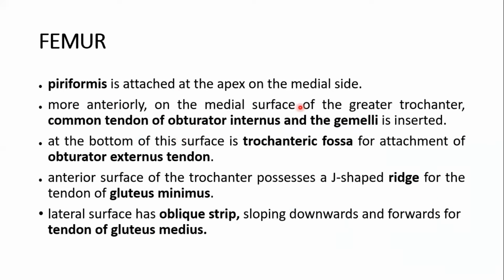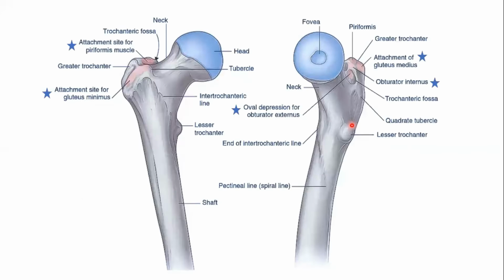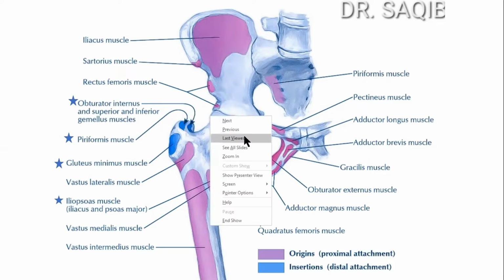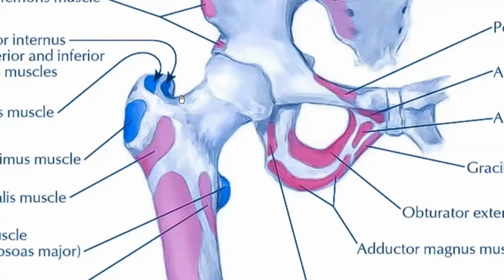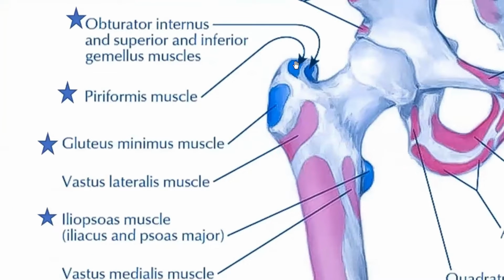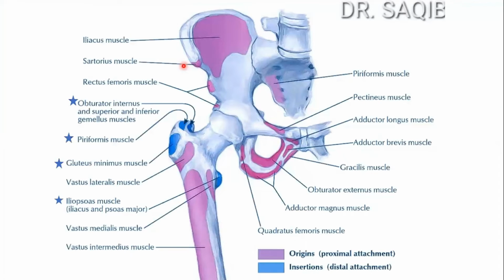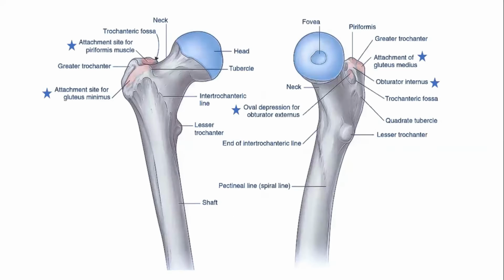More anteriorly on the medial surface of the greater trochanter, common tendon of obturator internus and the gemella is inserted. You follow this. Obturator internus and superior and inferior gemella tendon. Like here you could see. Here it is inserted over here. No, I need to enlarge that for the purpose of clarity. Here you could see. This is piriformis, and this is the common tendon for attachment of the obturator internus and the two gemella, superior and inferior gemellus. So this is the way with it.